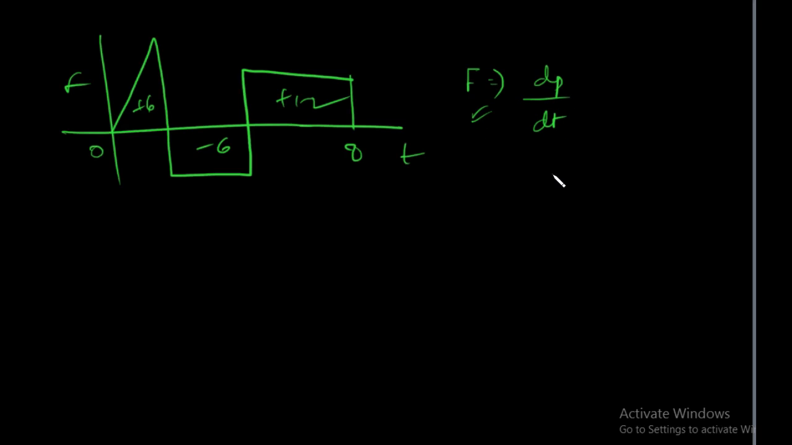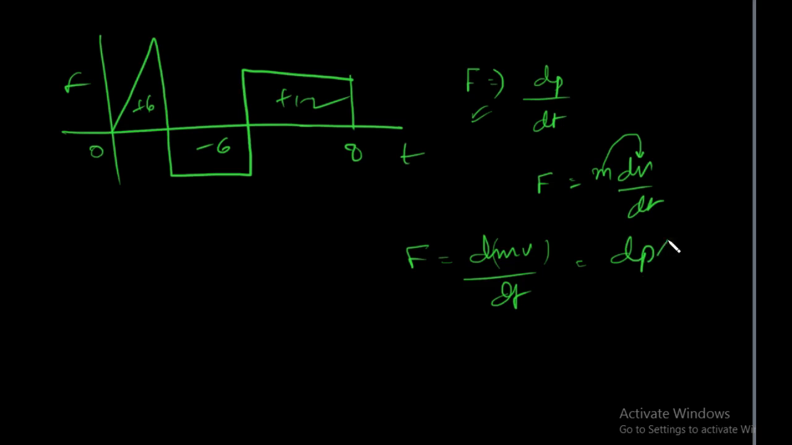Why? Because force is m into dv by dt, and dv by dt is acceleration. So we can take m inside the differential because it is constant. So d(mv) by dt would be nothing but dp over dt. So we have to take out the change in momentum. So dp would be equal to F times dt, and we can integrate this.